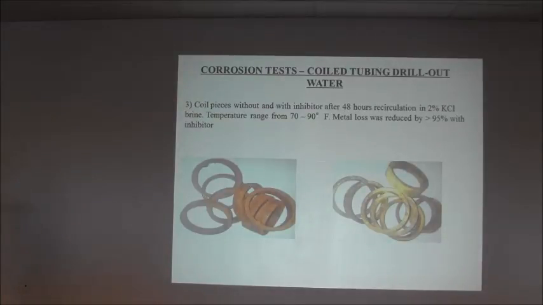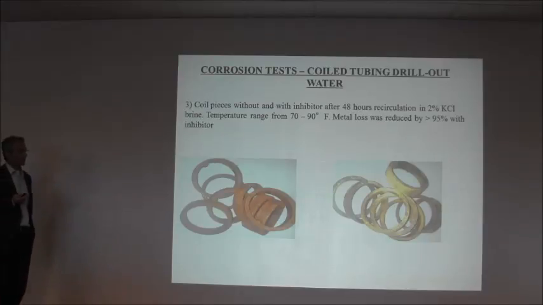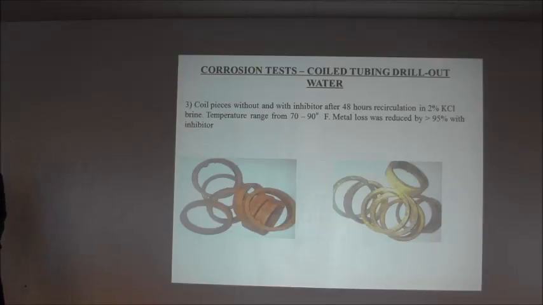This was a test I had done when a customer said they were encountering some coil tubing failures on a regular basis, and also coils were not cheap. So, running some tests, and you can see the conditions there, just 48 hours, 2% potassium chloride. I said the temperature ranged from 70 to 90.